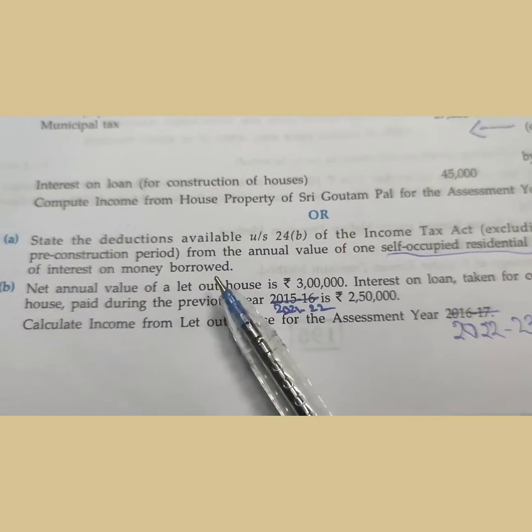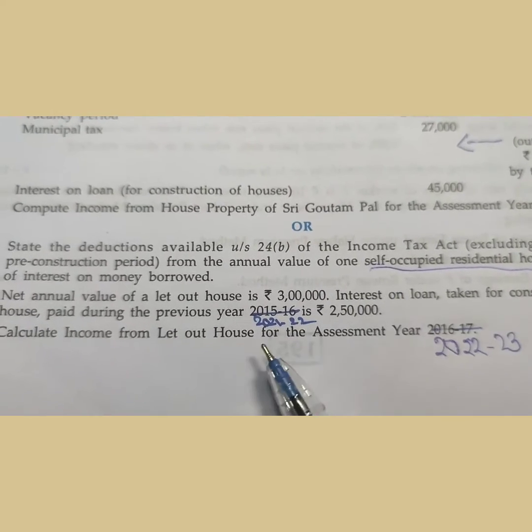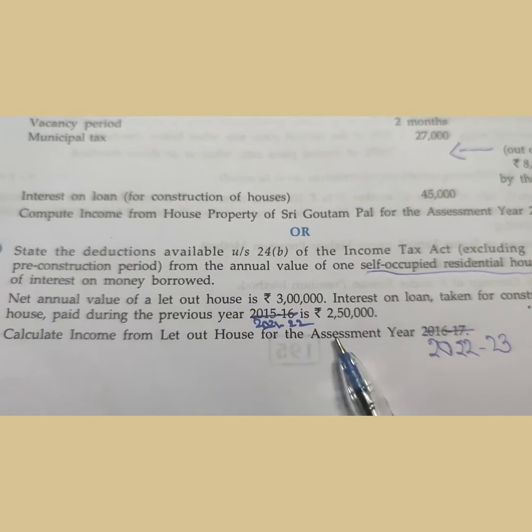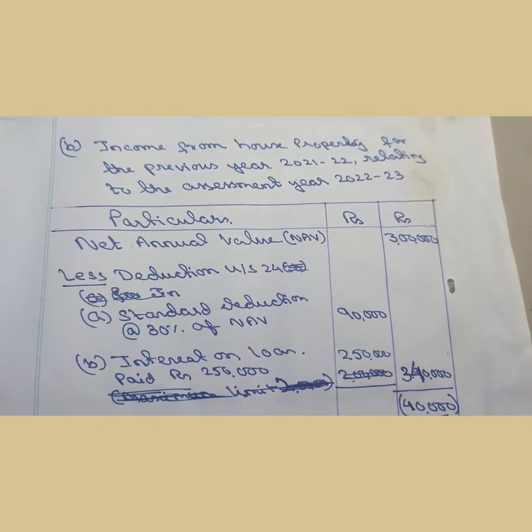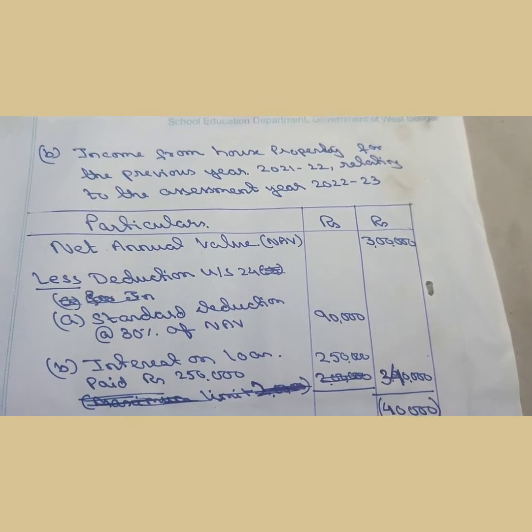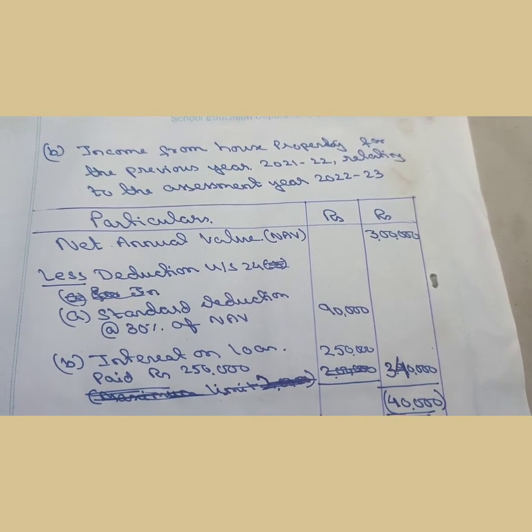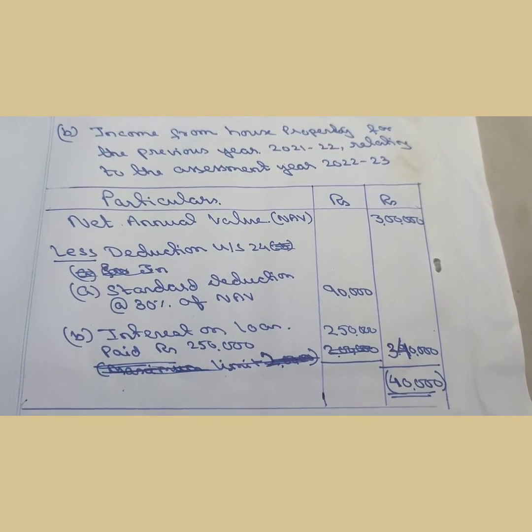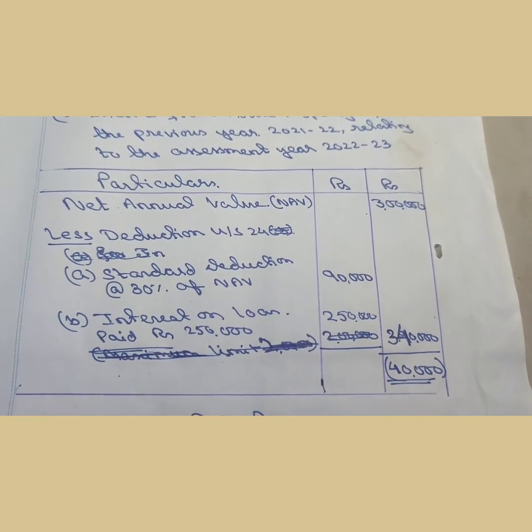Okay, that means net annual value is given and interest on loan is given, and the house is a let out house. So for the solution of this question, you can write the heading in this way also, that is income from house property for the previous year 2021-22 relating to the assessment year 2022-23. Net annual value is given in the question, that is rupees 3 lakh.